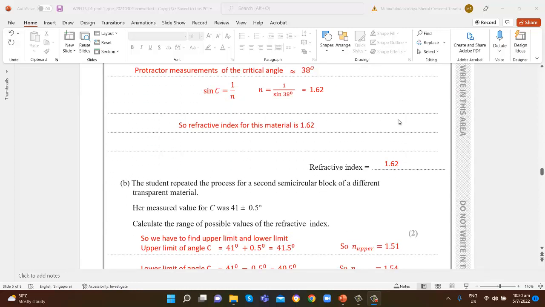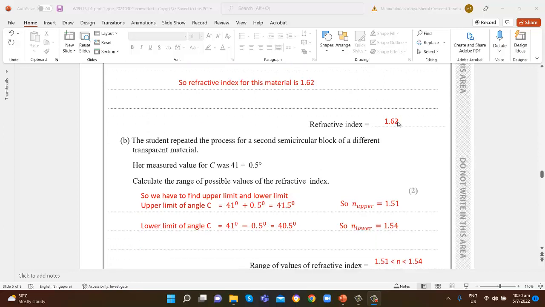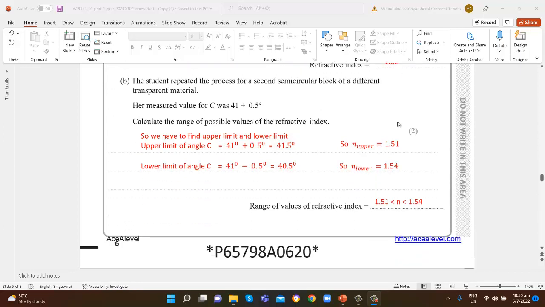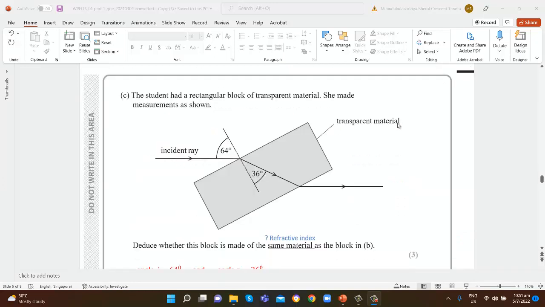So what is sin I over sin R? It is sin 64 divided by sin 36. That is going to be 1.53 here.